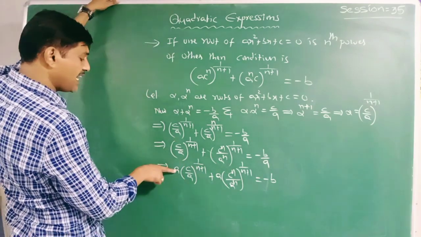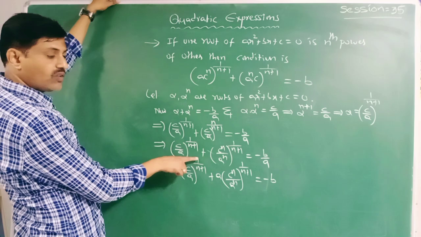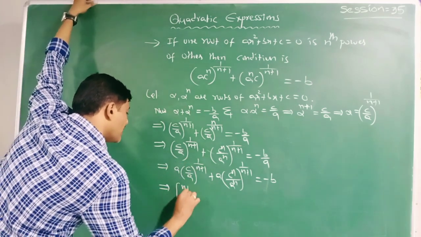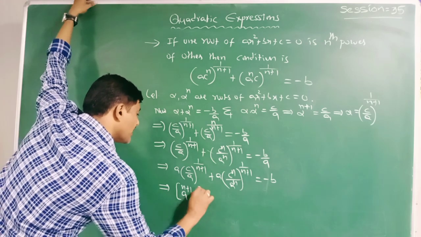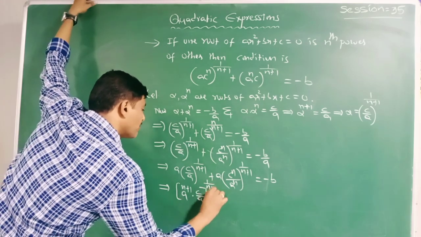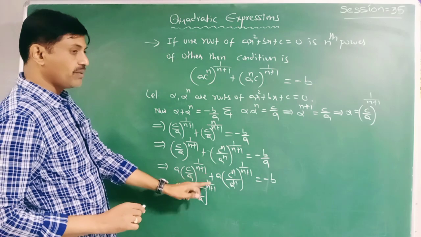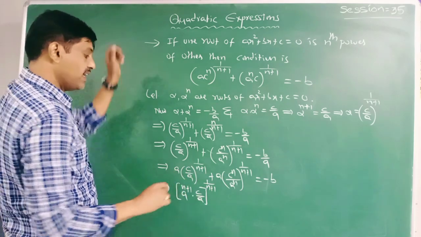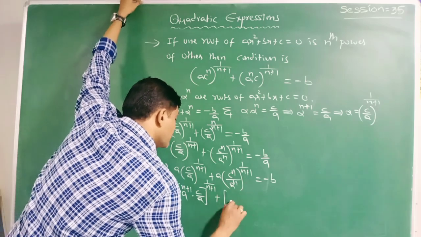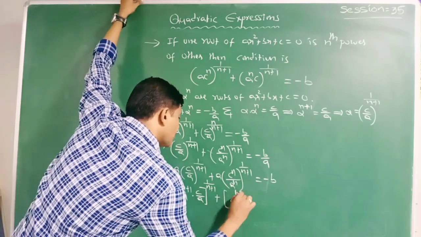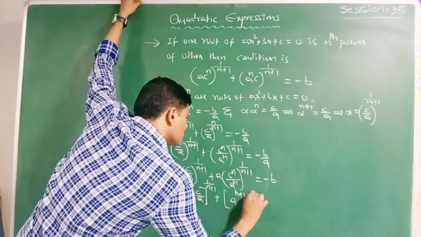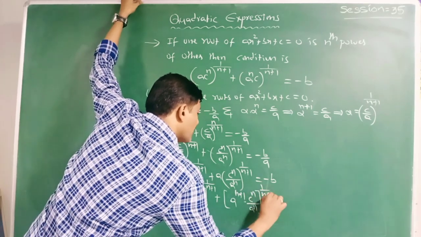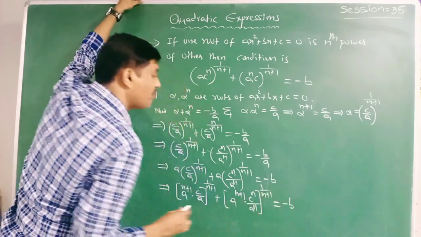Now we should take a inside, as the power is 1 by n plus 1, no? That's why this is a power n plus 1 into (c by a) whole power 1 by n plus 1, because a power n plus 1 into 1 by n plus 1 is going to cancel, again we are getting the same a. Here also we have to take a inside, a power n plus 1 into (c power n by a power n) whole power 1 by n plus 1 is equal to minus b.